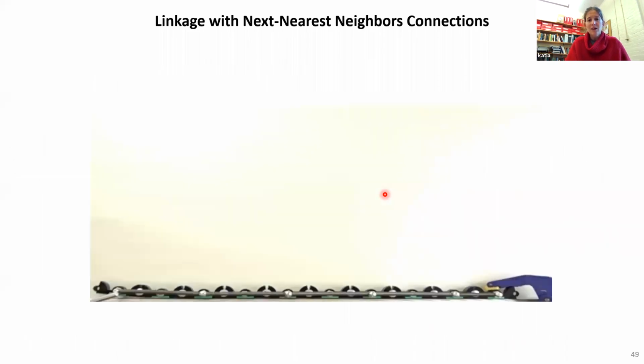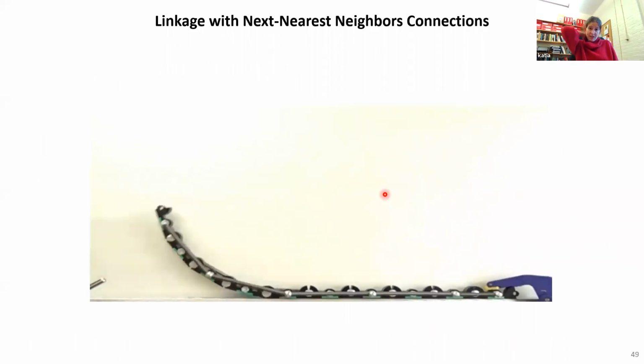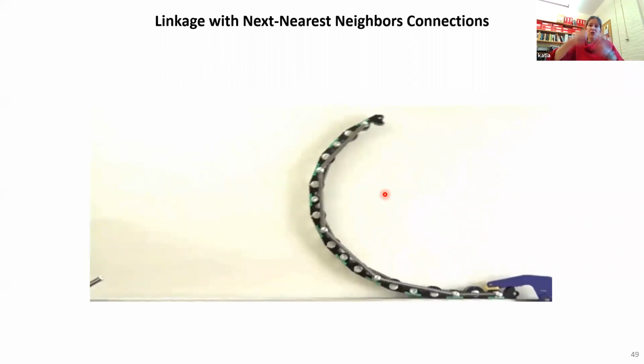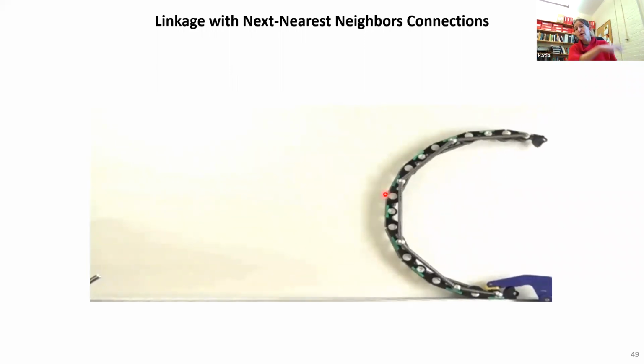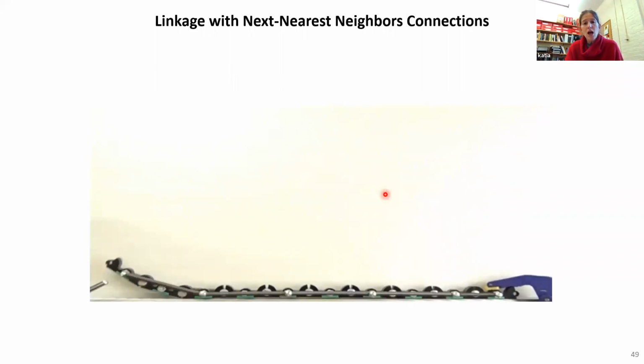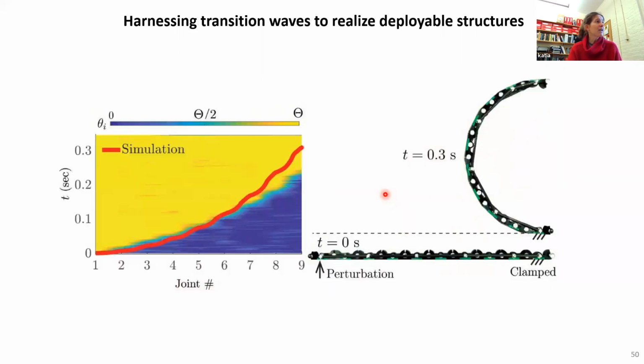All right, does it work? So here is the same experiment, but we changed the way the springs are connected, and now you see that the wave goes all the way. And here, with simple digital image correlation, we can track the rotation as a function of time, and now we see that the wave goes through the entire structure.